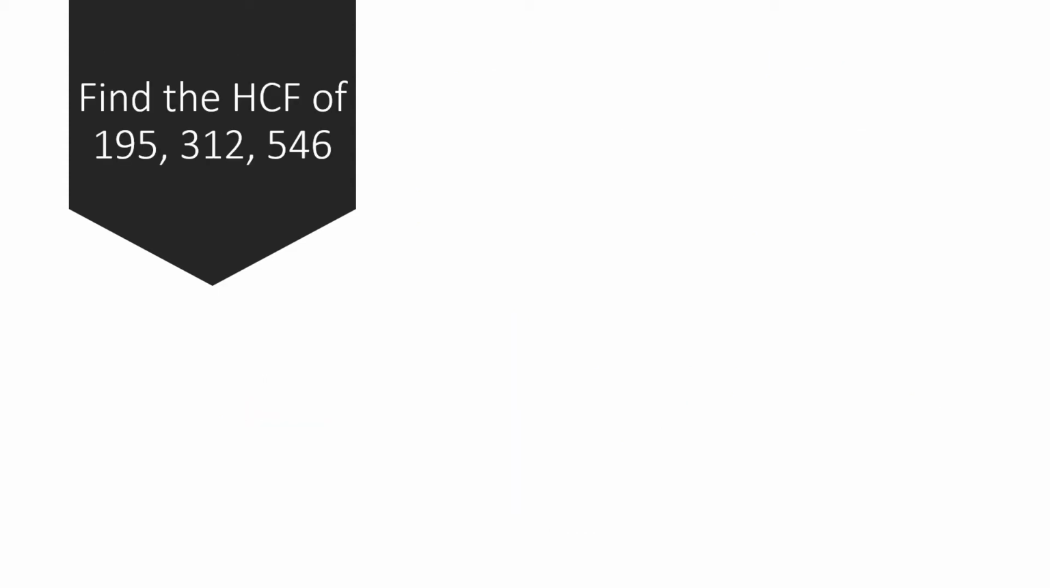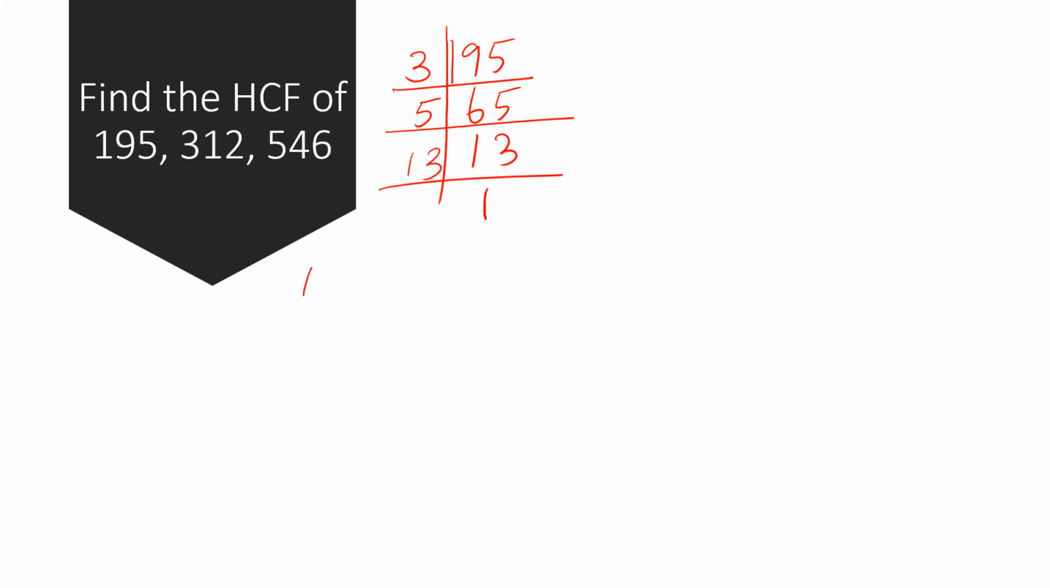Let us try to find the highest common factor of 3 numbers now. Minimum 2 are required; now 3 numbers are given: 195, 312 and 546. Let us find the prime factors of each number. 9 plus 1, 10 plus 5, 15, so you can divide it by 3. 3 times 6 is 18, 3 times 5 is 15, so it is 65. You cannot divide by 3 again, but you can divide by 5. You are left with 13 here. 13 is a prime number, so the matter is over.